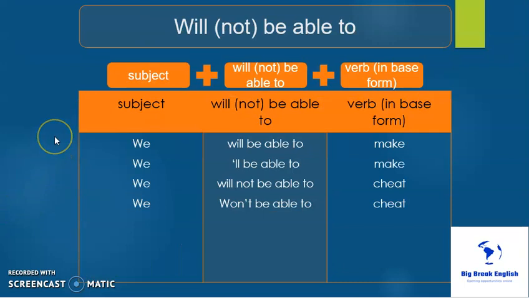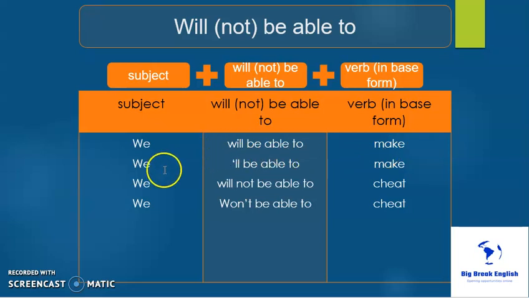Okay, so let's take a look at the form more closely. We start with the subject: I, you, he, she, it, we, they. Then "will" or "will not be able to". And then the verb in its base form. Here are a few examples then with the subject "we". So we have: we will be able to make, verb in the base form, more powerful computers.